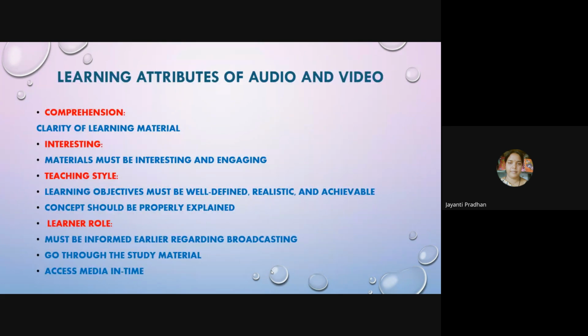Then learning attributes of audio and video. What learning attributes of audio and video should be there that will help the learner to learn about the content? The first is comprehension. So the content that we are preparing by using the audio and video media should have clarity of the learning material. The clarity should be there. The learner should be able to understand the learning material. Then it must be interesting, it must engage the student throughout the process.